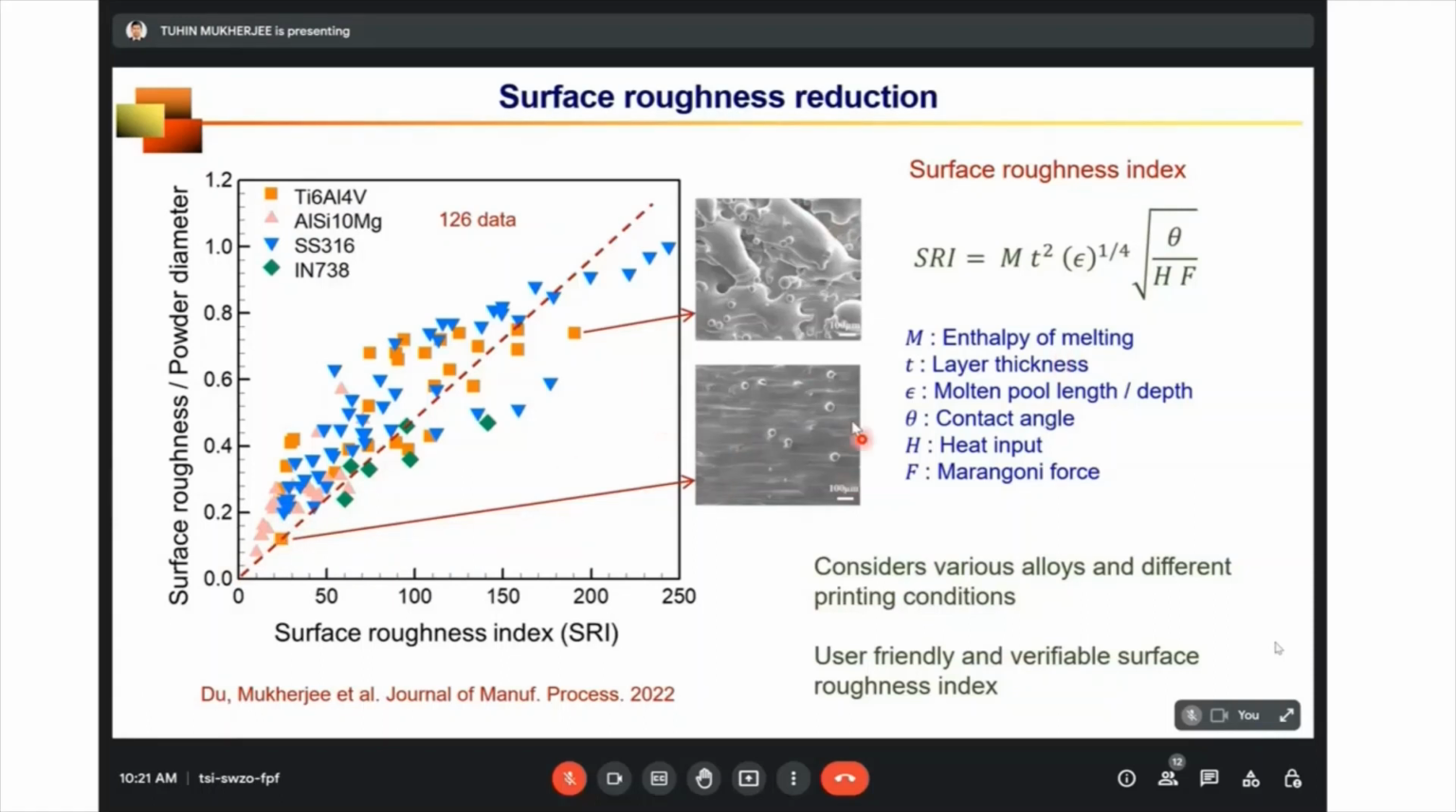So this kind of index can tell you how the surface would look like of the final part even before doing the experiment, so that we can actually adjust our parameters, minimize the index, and then take those parameters, go to the shop floor, and print the part in one go, absolutely magnificent way.